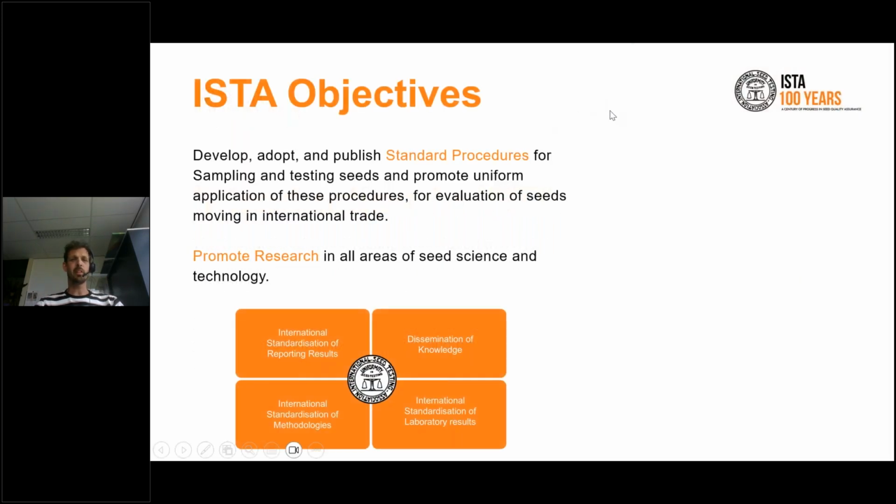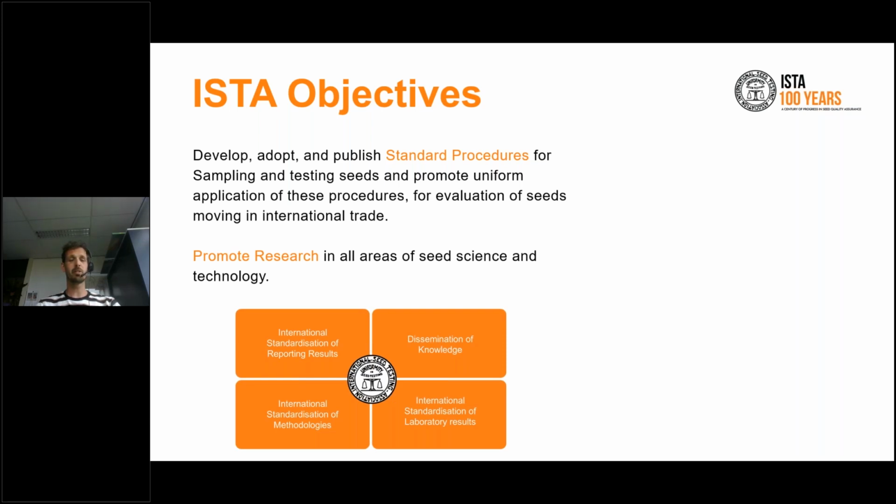The objectives of ISTA, of course, are to develop, adapt and publish standard procedures for sampling and seed testing, and promote uniform application of these procedures for evaluations of seeds moving in international trade. Another objective is to promote research in all areas of seed science and technology, and there comes our relation with ISSS, of course, as well.